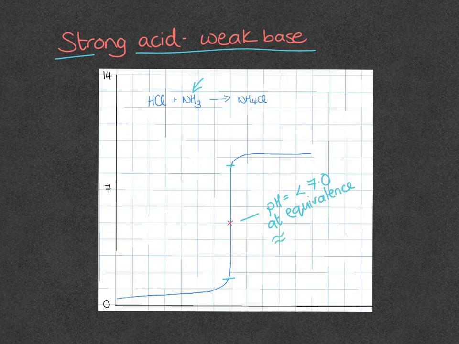And in this case, it will be around 5. So having the weak base in this combination means that the pH at equivalence is going to be less than 7.